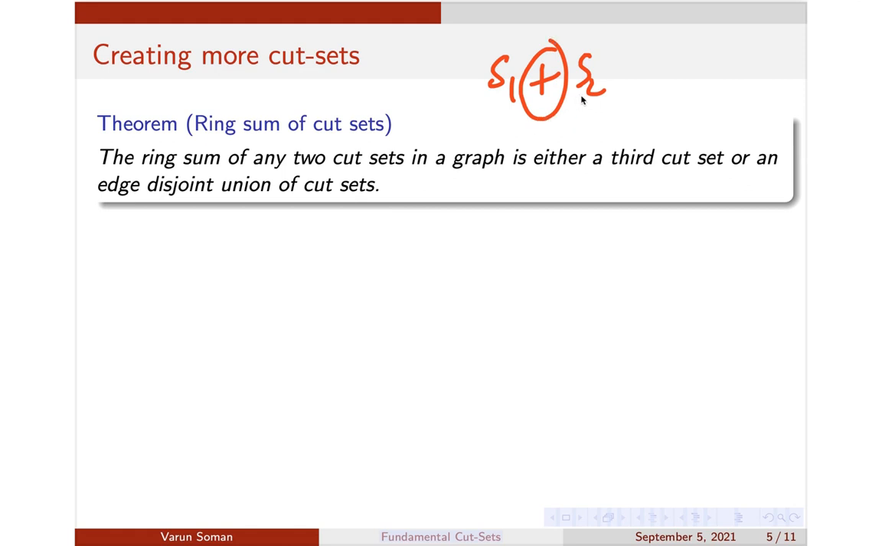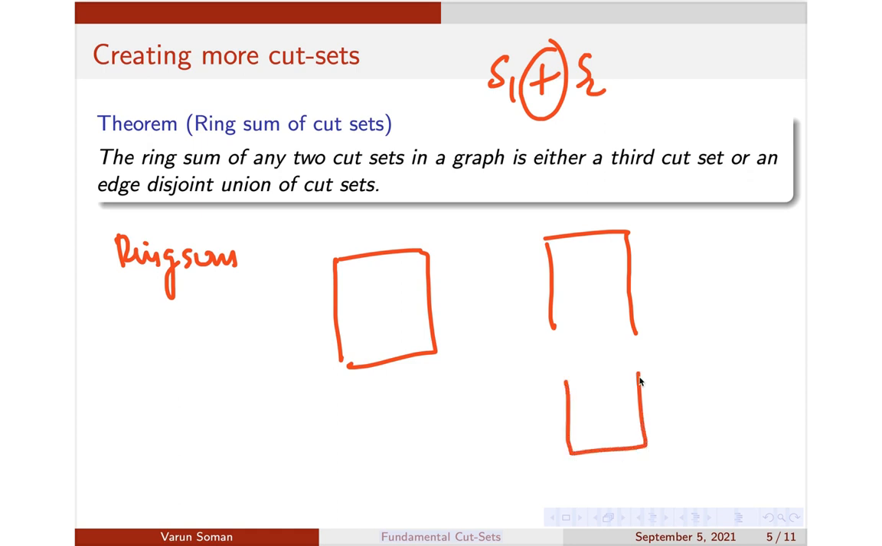So before we proceed to that, I hope you remember what a cut set is and what a ring sum is. You studied this in operations on graphs. So what's a ring sum? Okay, it's a very simple idea. Suppose my graph is like this, and suppose one subgraph is this, another subgraph is this. So this is your G1, this is your G2. What is the ring sum of G1 and G2?